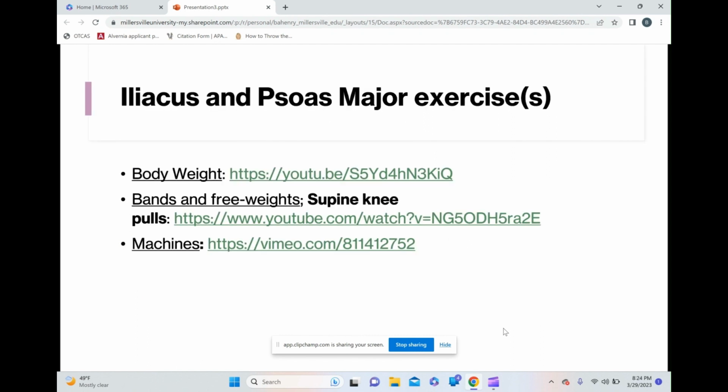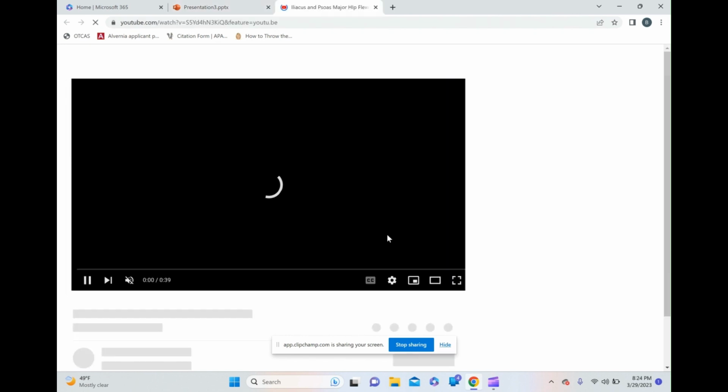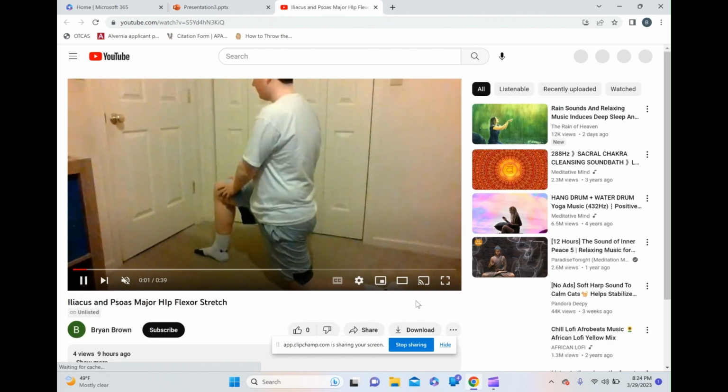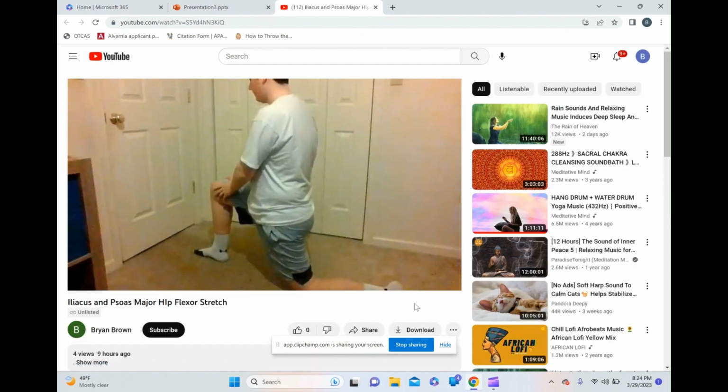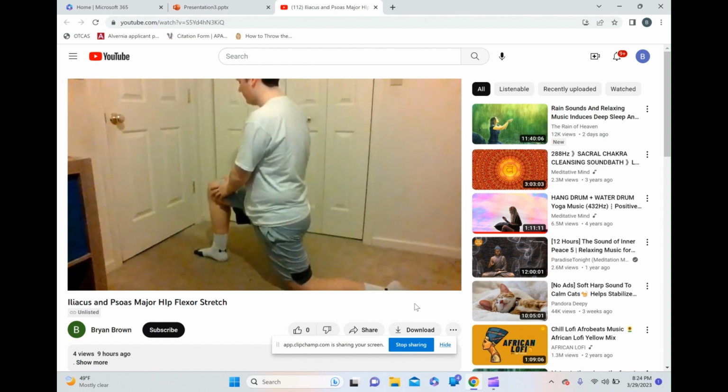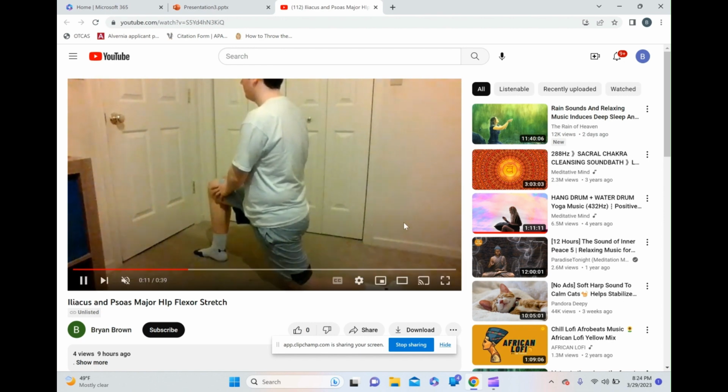Let us review some common exercises and a stretch used for the psoas major muscle. In the first demonstration, this is a simple stretch flexing what we call our hip flexor muscles, which are the iliacus and psoas major. Be sure to just go on one knee and then you'll gently rock forward to stretch that hip flexor.